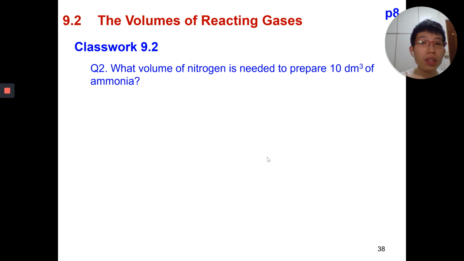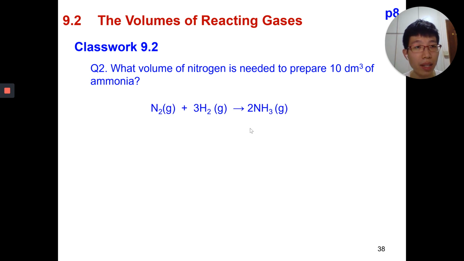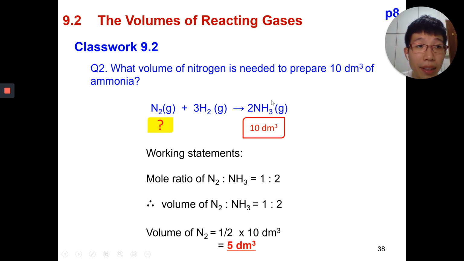Let's look at question 2. They ask what volume of nitrogen is needed to prepare 10 dm cube of ammonia. Same equation but different value. We're given 10 dm cube and we want to find out what volume of nitrogen is needed to produce this 10 dm cube. The working statement, first step, write down the mole ratio. Nitrogen compared to ammonia gas is 1:2 mole, 1 unit to 2 units. So the volume ratio will be 1:2 as well. The volume of nitrogen will be half of 10 dm cube, which is 5 dm cube.